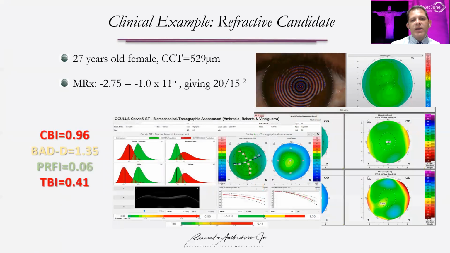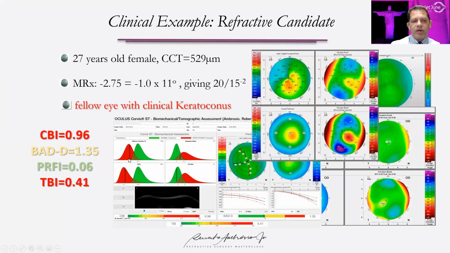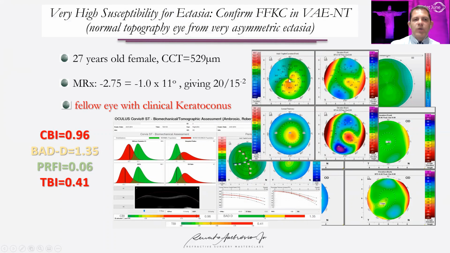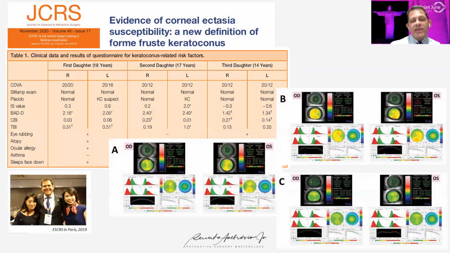So we have an example here of a patient that has a normal topography and relatively normal D, that the TBI is abnormal and the fellow eye has a mild keratoconus. And this will be a high susceptibility for this eye to develop ectasia. Interestingly, when we have cases with both eyes, like the three daughters of a patient that presented with keratoconus in Shizuoka Ko from Japan, the three daughters with normal slit lamp, normal distance corrected vision in both eyes, all the three daughters have some abnormalities found in the tomography and biomechanics.